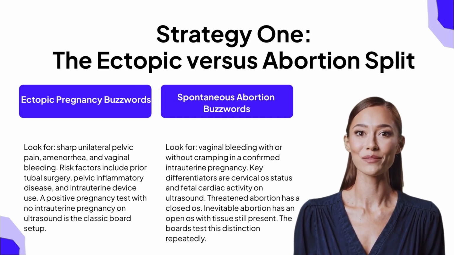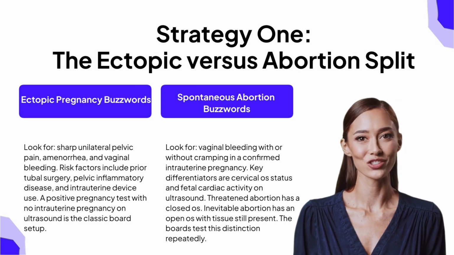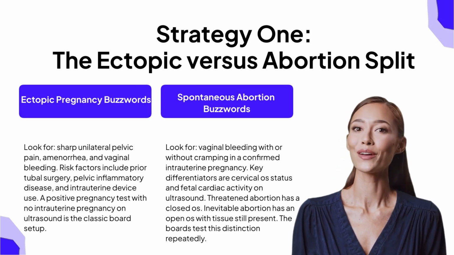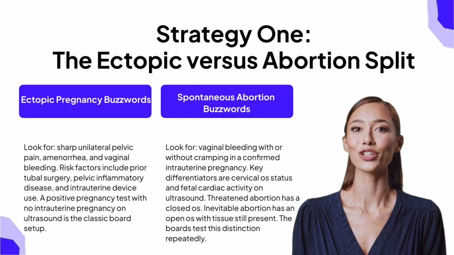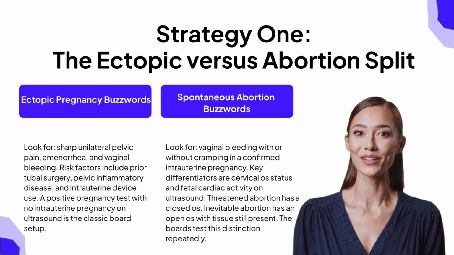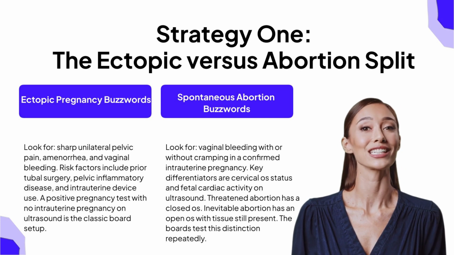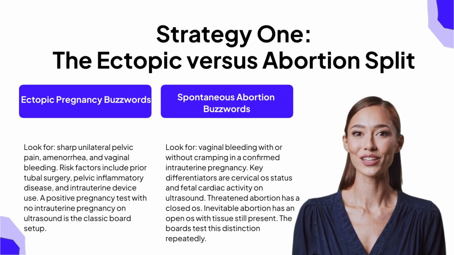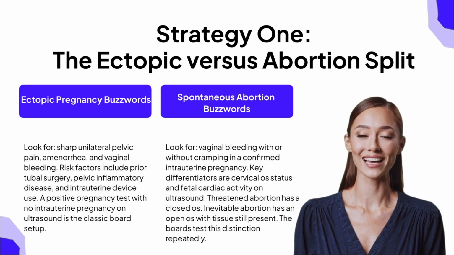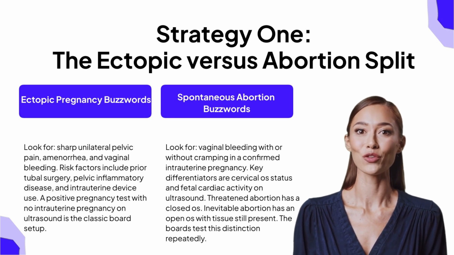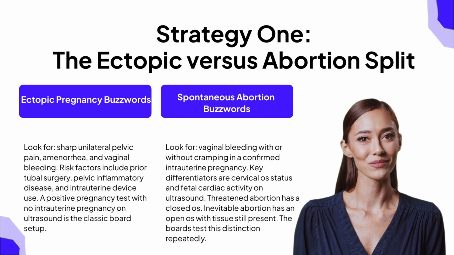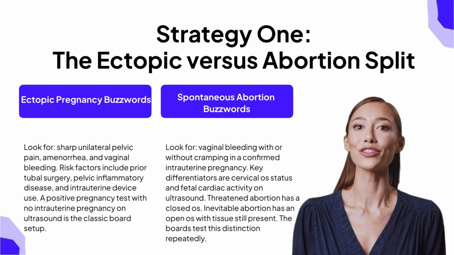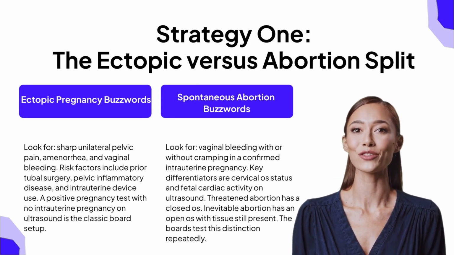For spontaneous abortion, the key is that an intrauterine pregnancy has already been confirmed. The stem will describe vaginal bleeding with or without cramping, and the differentiator is the status of the cervical os. Threatened abortion means the os is closed and there is still fetal cardiac activity. Inevitable abortion means the os is open. This split comes up constantly on the boards, so train yourself to look for these clues immediately.